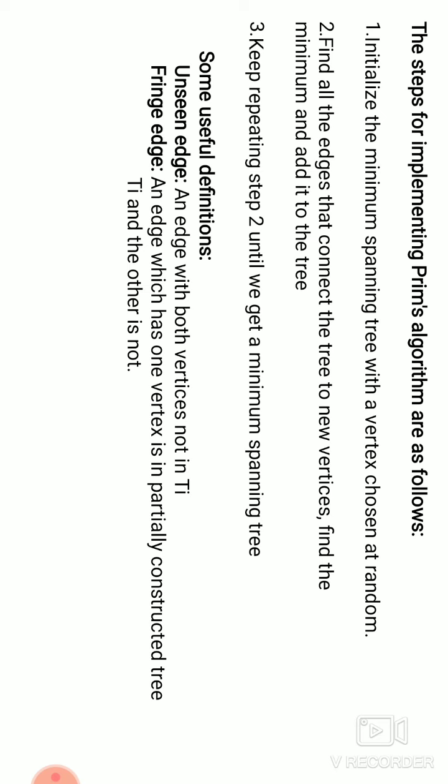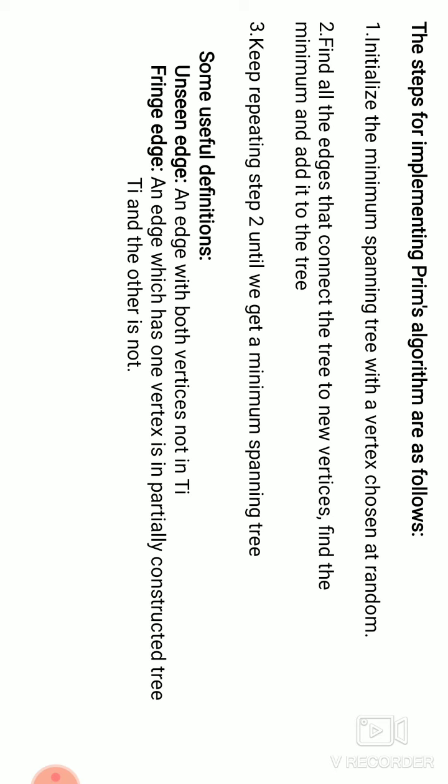Some of the definitions related to this graph. We call an unseen edge an edge with both vertices not in Ti. That is, when we write an algorithm, we have two sets of vertices, V and V dash. V dash is the set of vertices in a tree. So an edge with both vertices not in the tree is called an unseen edge. An edge which has one vertex partially constructed in a tree and the other is not.